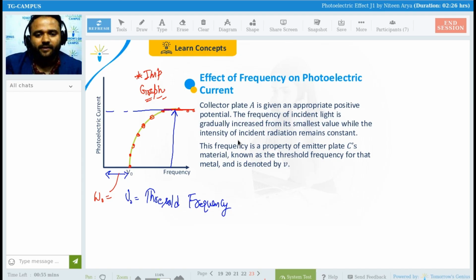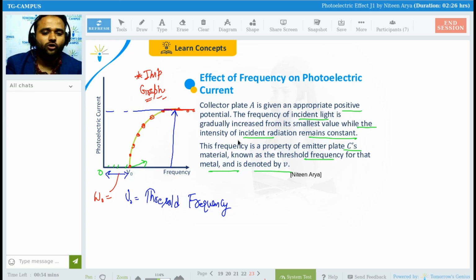So collector plate A is given an appropriate amount of positive potential. The frequency of incident light is gradually increased. Okay, it increases from 0. This is your V naught, a minimum threshold frequency from where the ejection of photoelectron is going to be done. So it increases from a small value while the intensity of incident radiation remains constant. The frequency is a property of emitter plate C's material, known as the threshold frequency for that metal, and it is denoted by V naught.